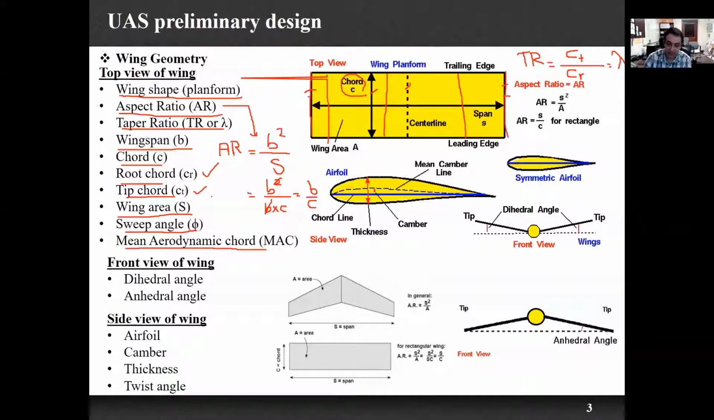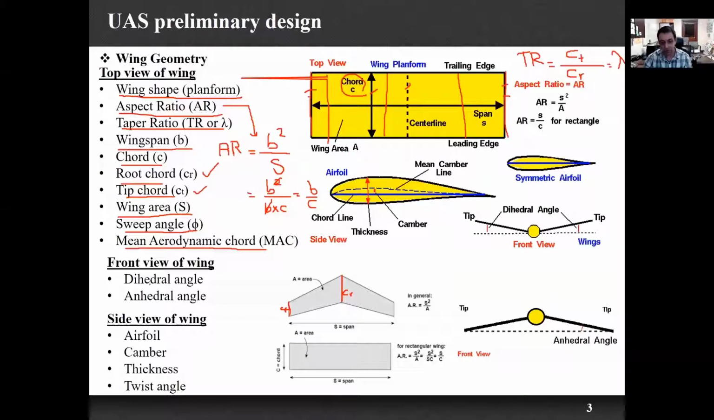So this is another geometry. For example, for this tapered wing shape or with a sweep angle, if I divide this, which is my CT or tip chord, by this part, which is my CR or root chord, so CT divided by CR, I'll get the lambda or taper ratio. So these are other parameters that I'm going to discuss a bit more deeply in the next slide, but to just show you the geometry of the top view of the wing.